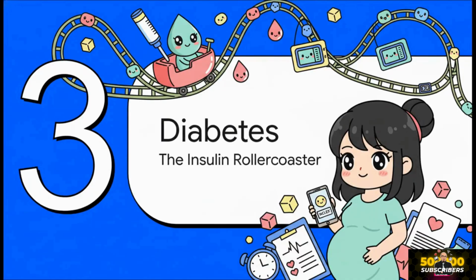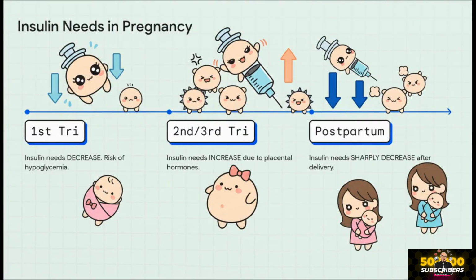Okay, let's totally switch gears now and talk about our third topic, gestational diabetes. It's not just about high blood sugar. The real thing the NCLEX wants you to know is the wild ride that insulin needs take throughout the pregnancy. It's a pattern, and they love to test it. And this slide just lays out that pattern perfectly.